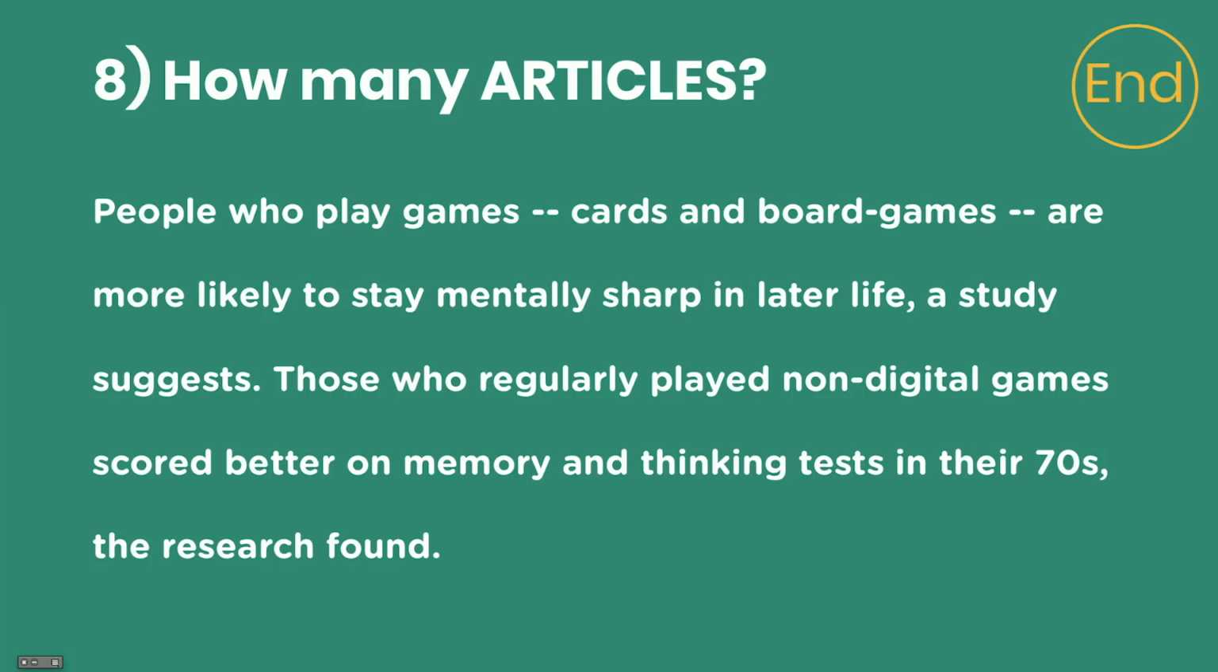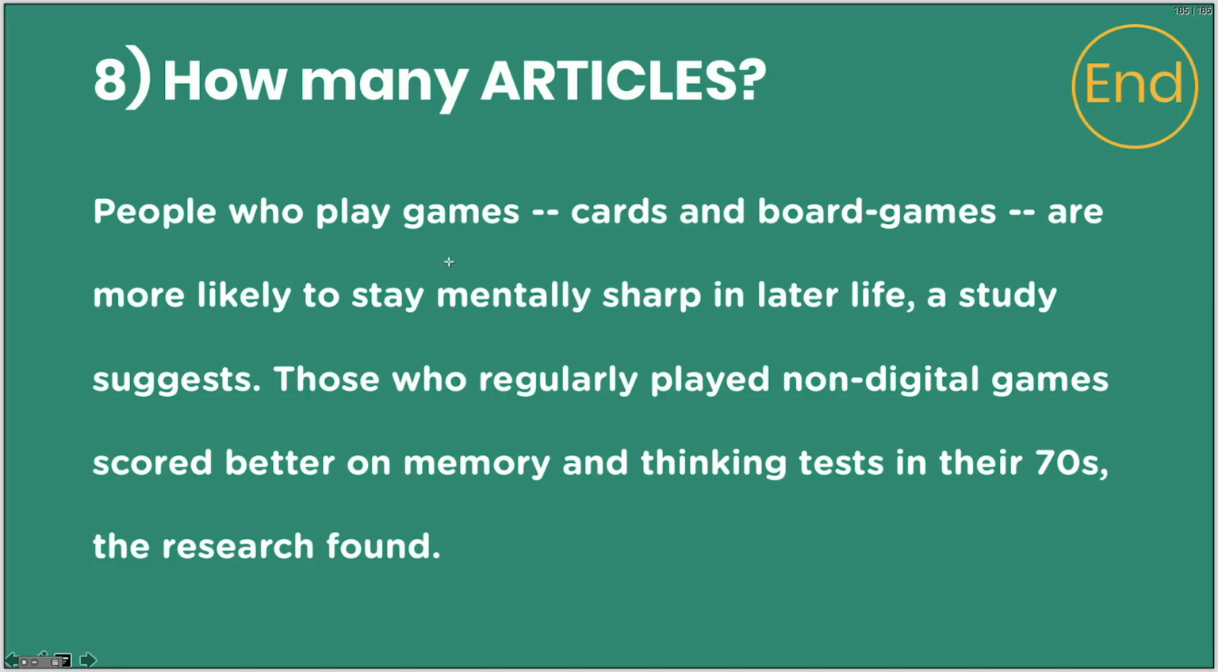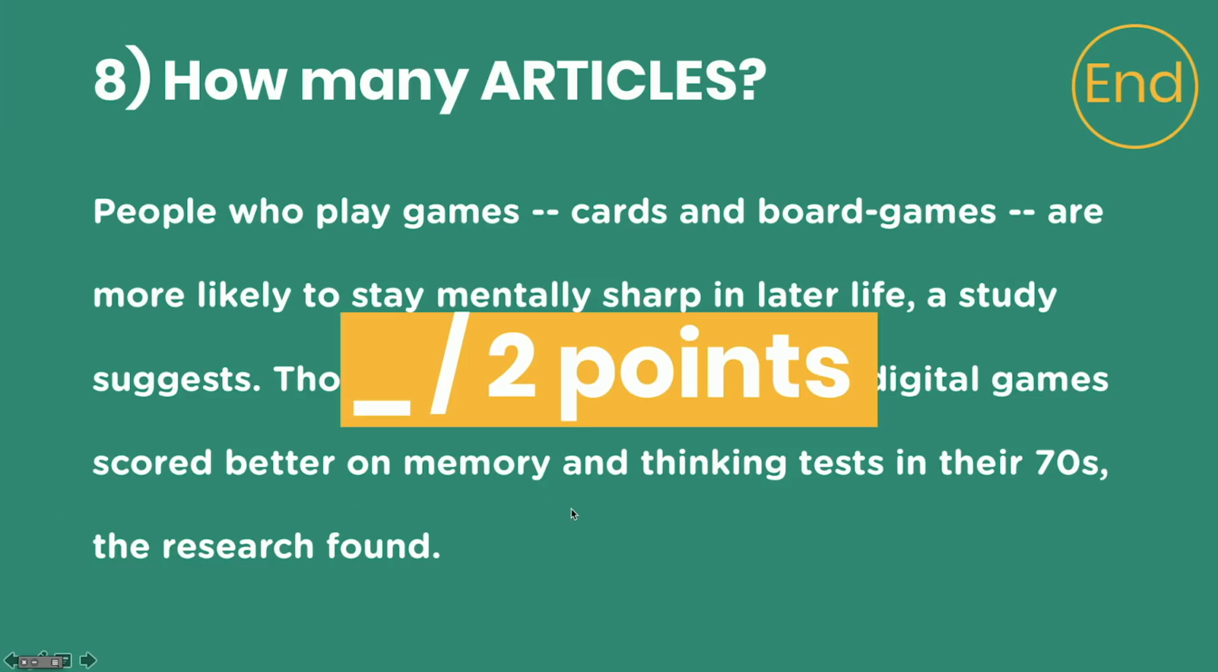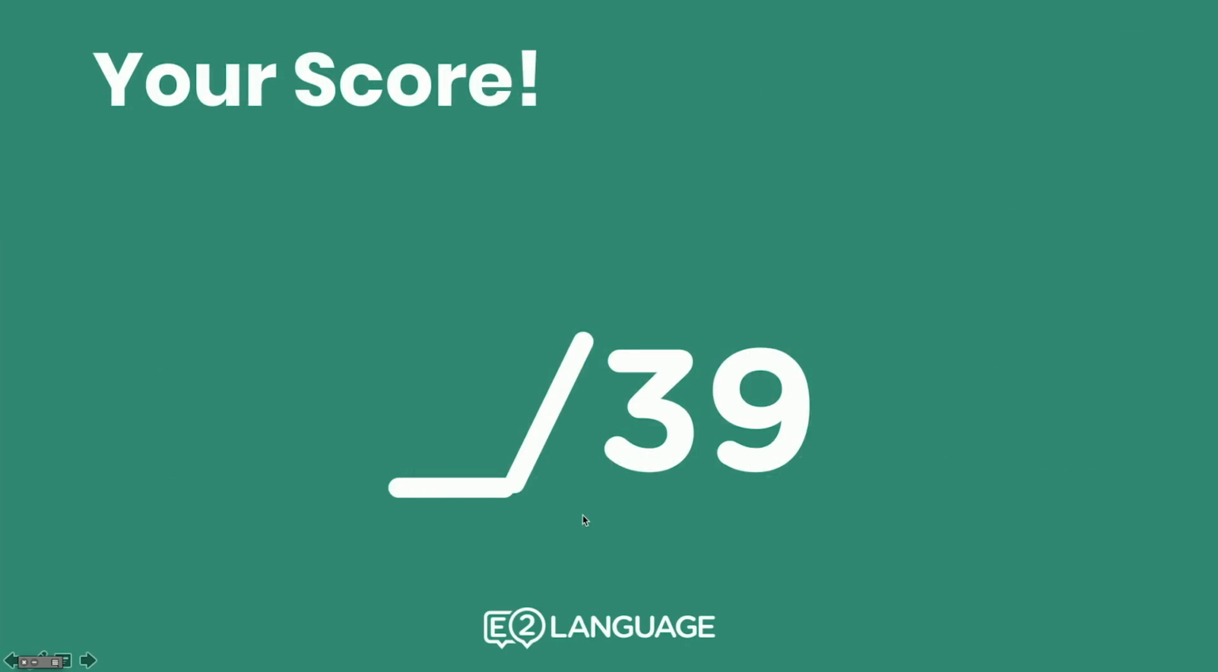Okay, so articles are words like an, and the. So what do we got? We've got study here. We've got those who the. So we have an indefinite article here, and we have a definite article here. So all up, we have 2 points there for articles. So how many did you score out of 39? Did you add them all up? Please pop your score below.